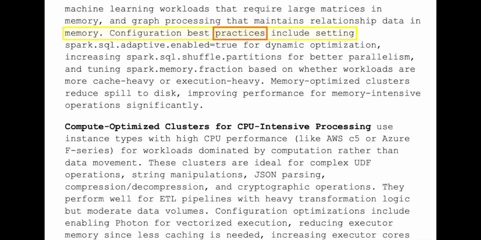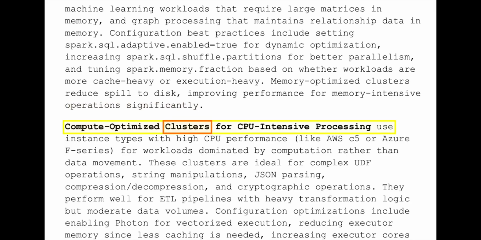Configuration best practices include setting spark.sql.adaptive.enabled equals true for dynamic optimization, increasing spark.sql.shuffle.partitions for better parallelism, and tuning spark.memory.fraction based on whether workloads are more cache heavy or execution heavy. Memory optimized clusters reduce spill to disk, improving performance for memory intensive operations significantly.